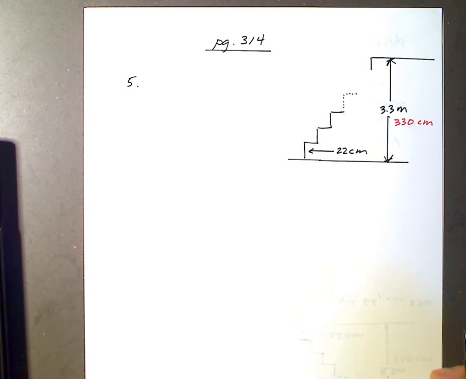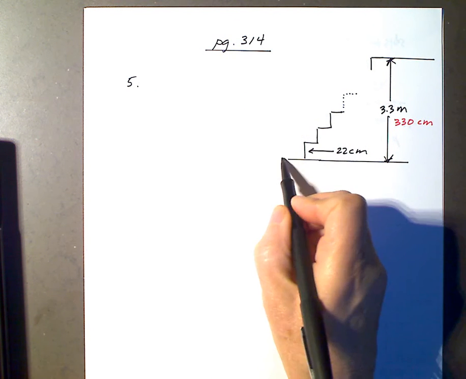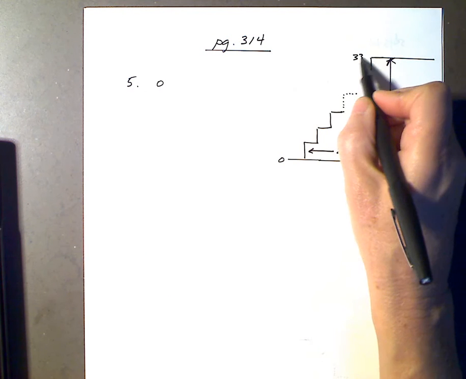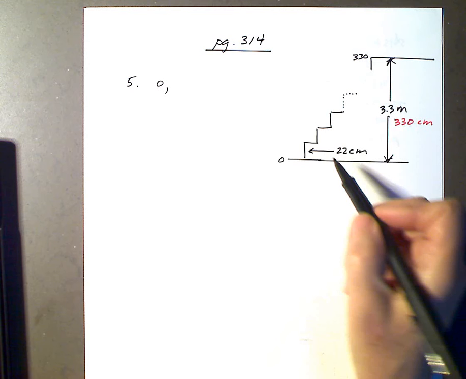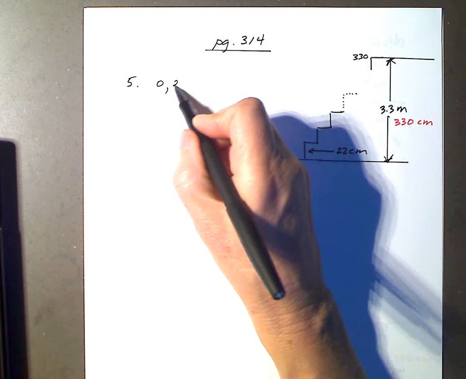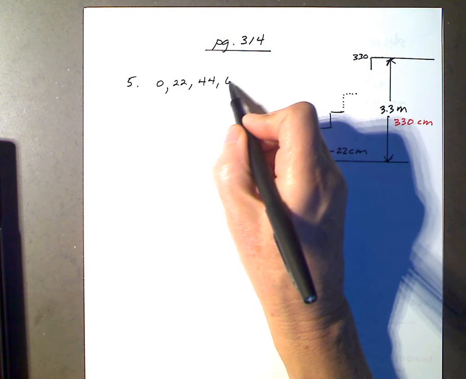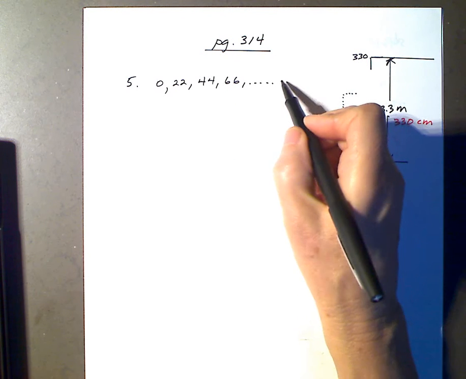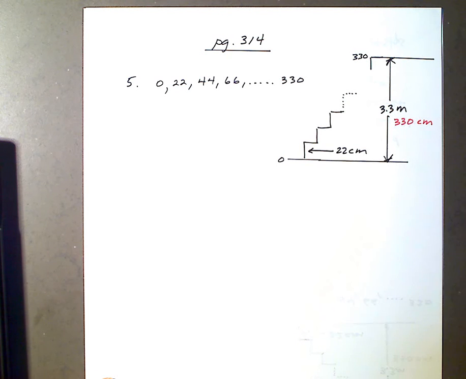So I'm going to look at this as just a list of heights. If I start at height 0 and I'm going to end at a height of 330, and I list what are the heights of each step. I have 22, and then the next one goes up by 22, so I have 44, and then the next step is 66, etc. And eventually I'm up to the second floor, which is 330.